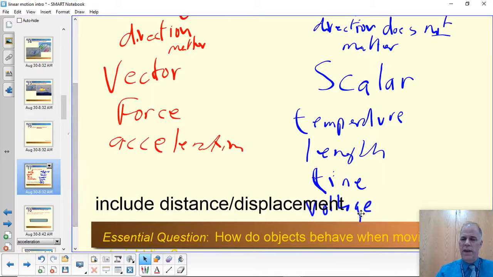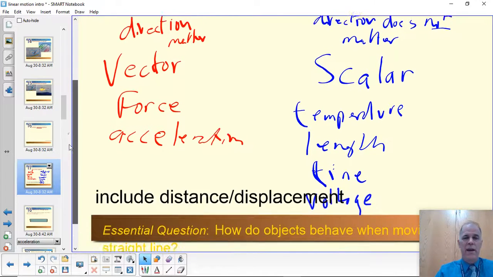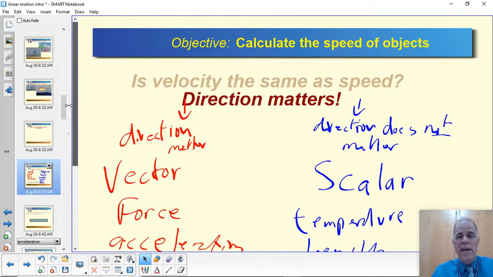Let's see, time. Yeah, voltage, like the voltage of a battery. We buy a 9-volt battery. We can hang a number on something about the electricity in that battery, 9 volts. But it has no meaning in terms of 9 volts to the north or 9 volts left or 9 volts upward. That doesn't have any meaning. So voltage is a scalar quantity.